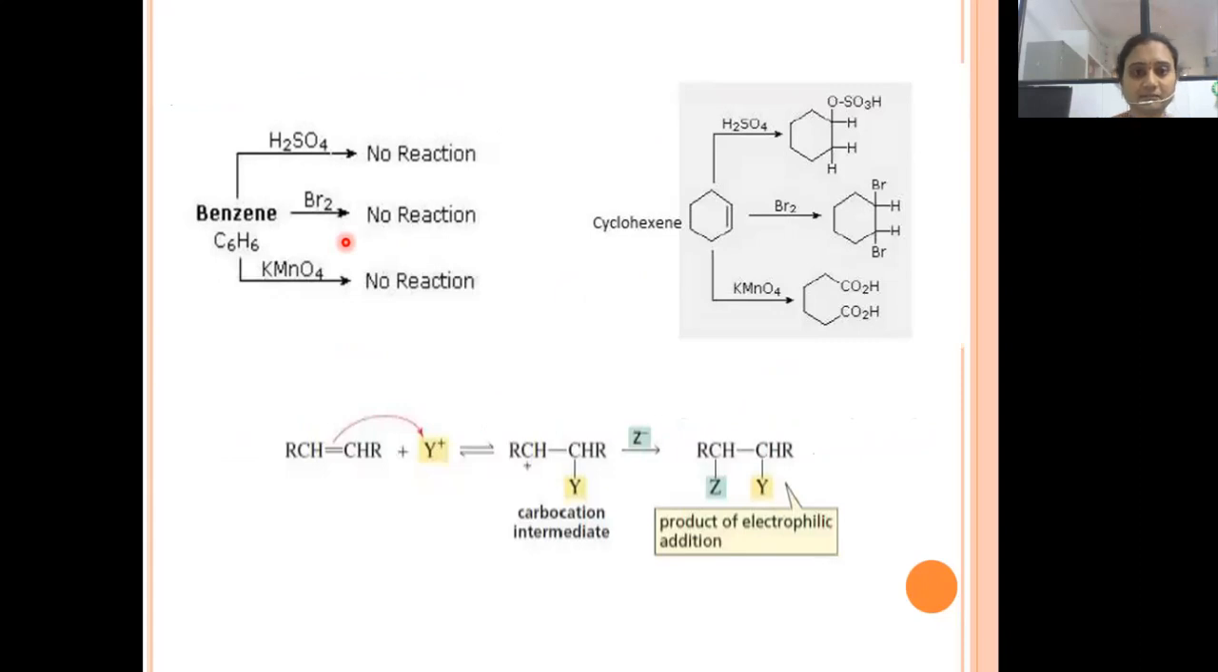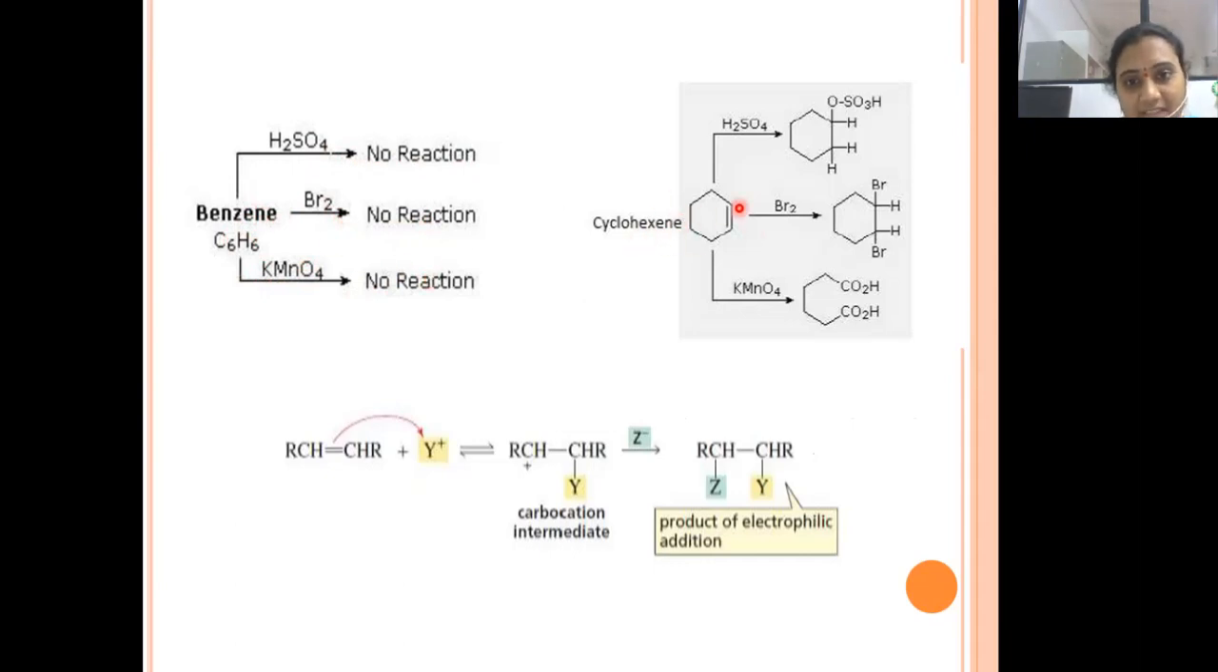See here. Benzene with acids does not give any reaction. With bromine solution also it doesn't give any reaction. With potassium permanganate also it does not give any reaction. So it is an aromatic compound.